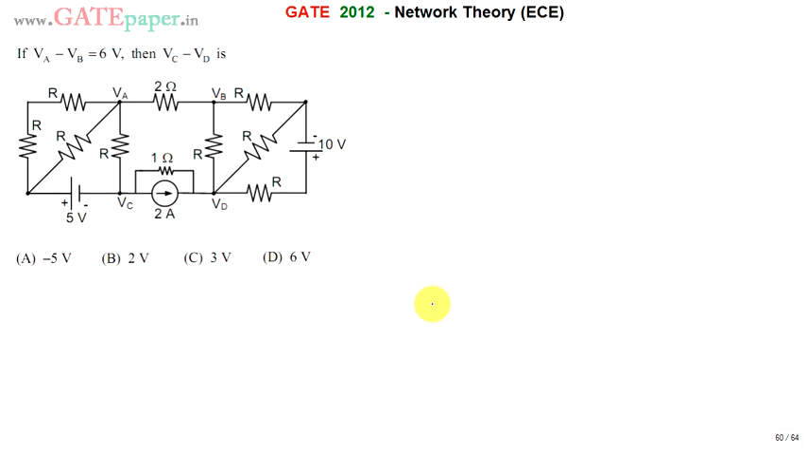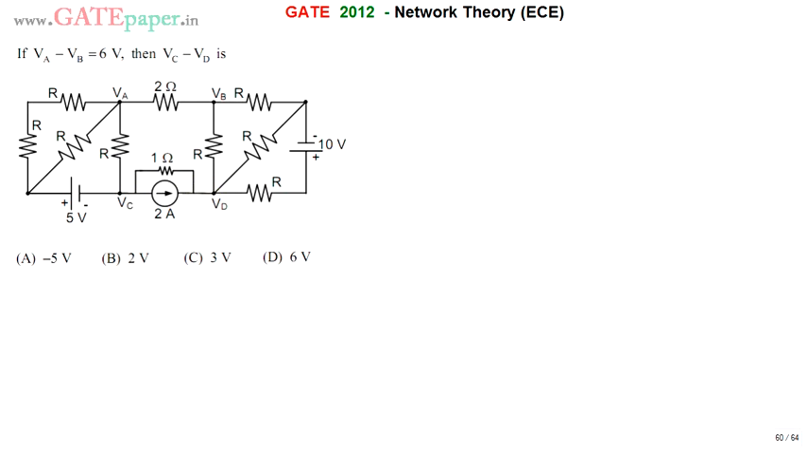Hello, we are going to discuss the GATE 2012 ECE paper. Look at the circuit diagram. If VA minus VB, the nodes indicated, is 6 volts, find the value of VC minus VD.